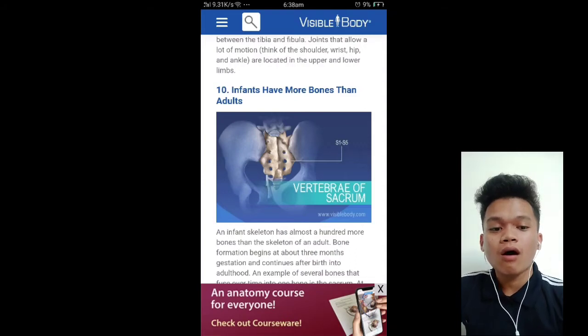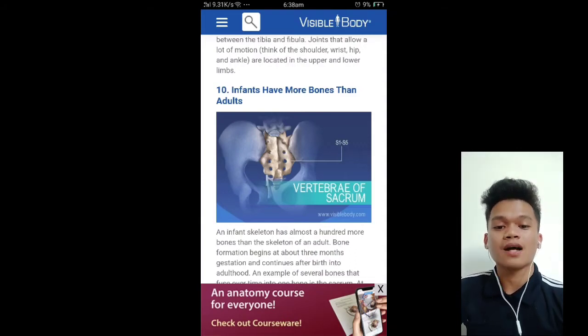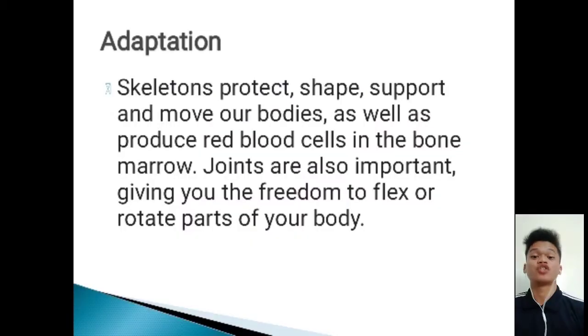So those are the facts about the skeletal system. We are now in the adaptation, how to adapt this as physical education.